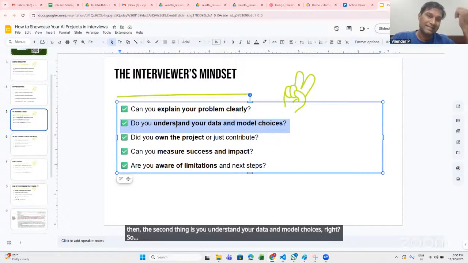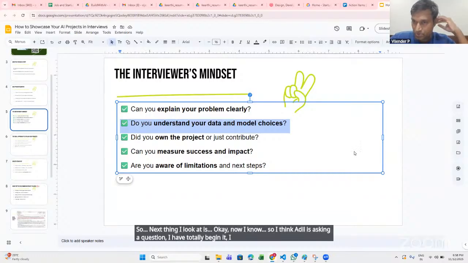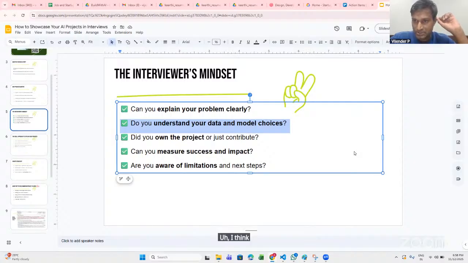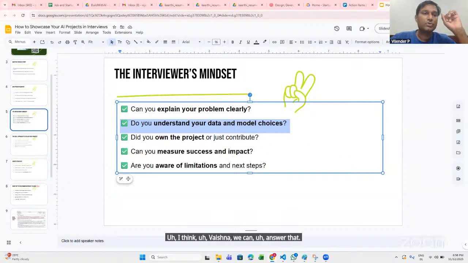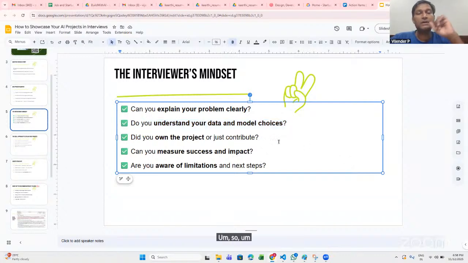So the next thing I look at is, okay, now I know. I think Adil is asking a question: I'm a total beginner, can I also join this project course? I think Vaishnavi can answer that. Coming back, do you understand your data and model choices?